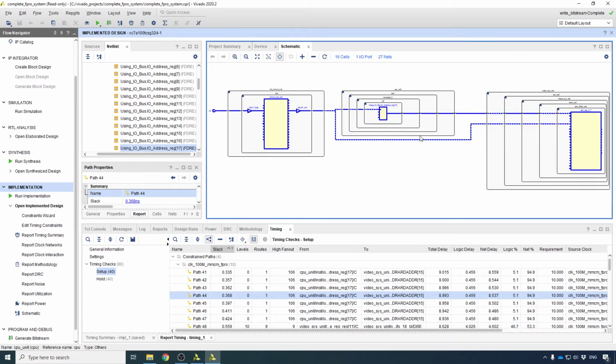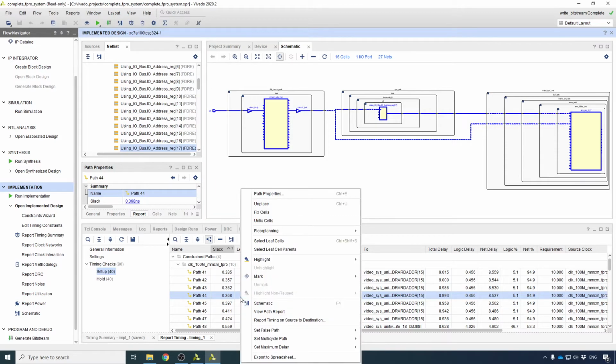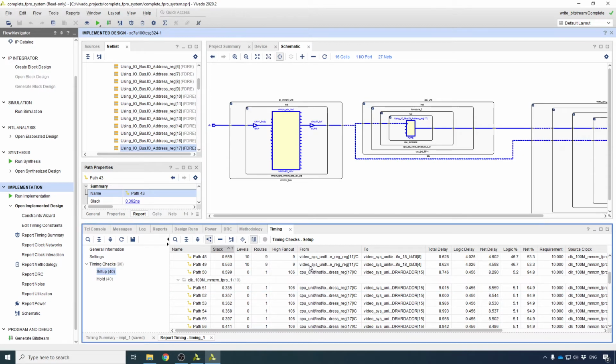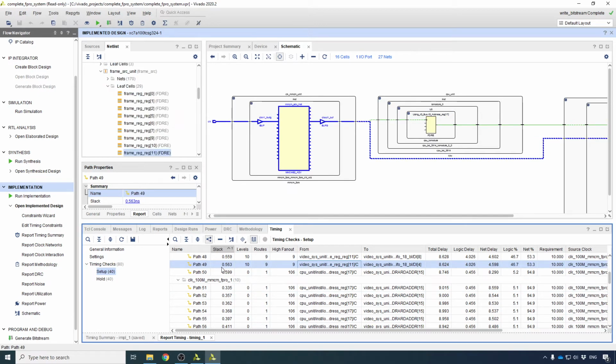This is the schematic. This is what we care about. And you can actually look in and just see what it is. It's actually part of the CPU unit. There's a microcontroller in this design. But anyway, let's take a look at something that doesn't involve the CPU. For example, this one in here, this is a different path.